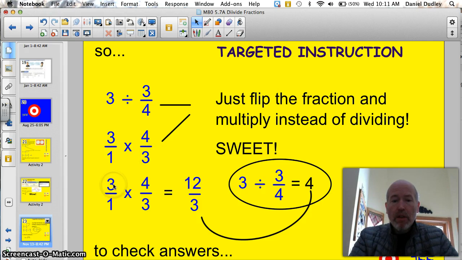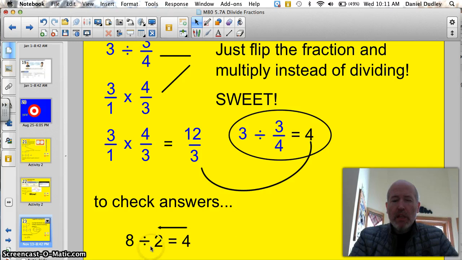So let's do it. 3 times 4 is 12. 1 times 3 is 3. So you got 12/3. Answer is 4, right? So how do you check the answer? Well, let's go back to this 8 divided by 2 problem. You might remember in your elementary school, somewhere a 4th or 5th grade teacher said, 8 divided by 2 equals 4. You can read backwards to check.